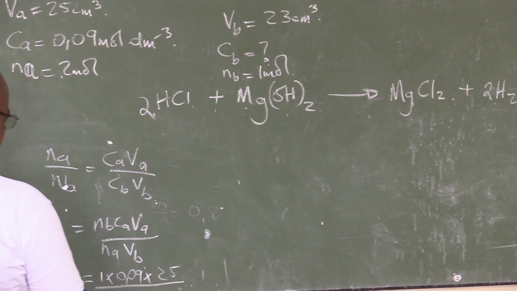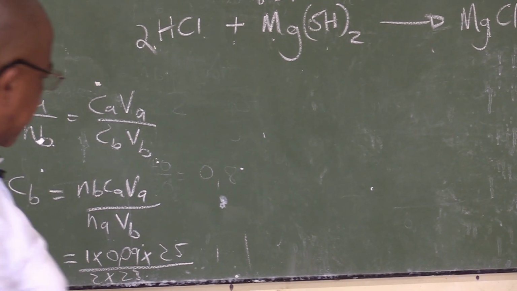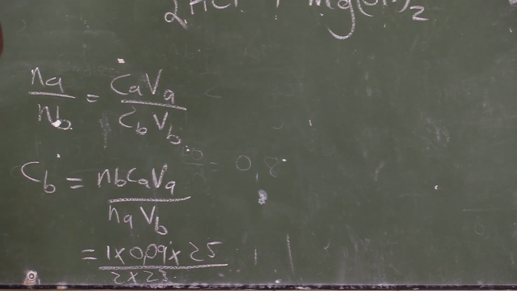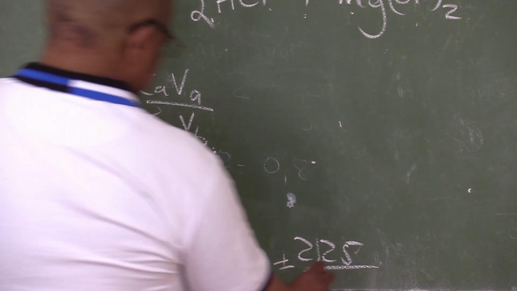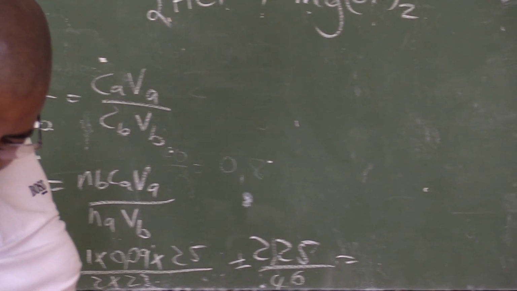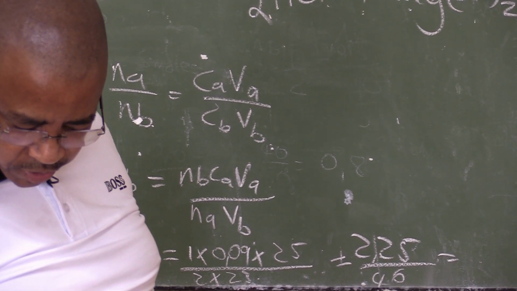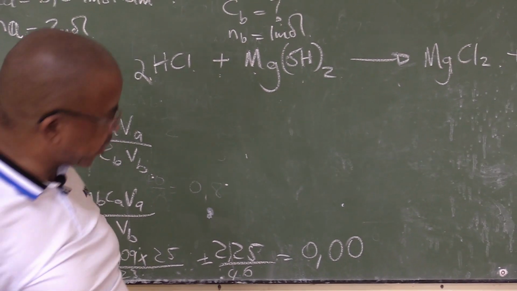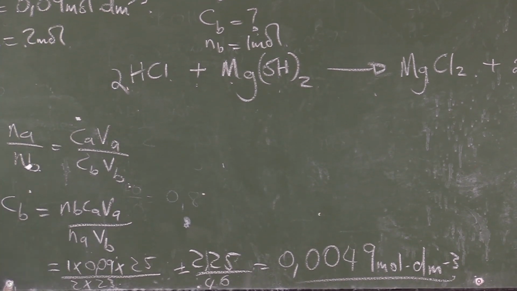25 over number of moles of the acid 2 times the volume of the base 23. So 25 times 0.09 gives 2.25 over 46. 2.25 divided by 46 gives 0.0049. So the concentration of the base is 0.0049 mole per cubic decimeter.